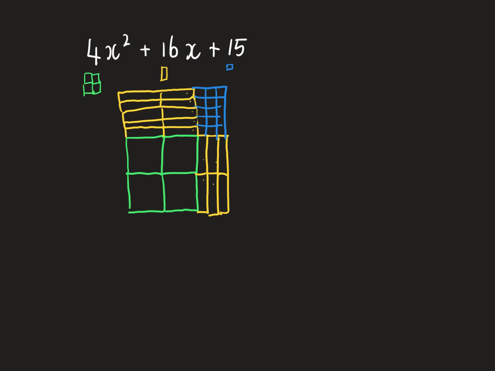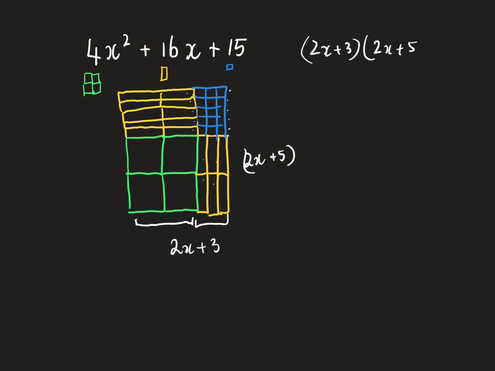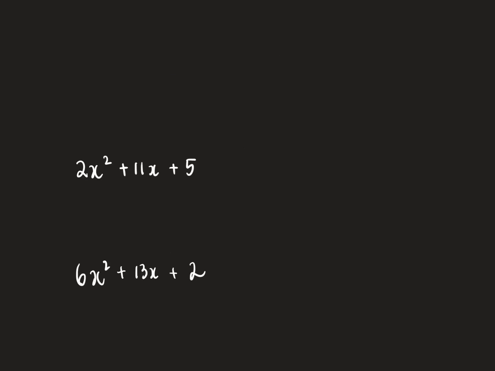So what are the dimensions of this? This is 2x there, 2x plus 3. And what have I got here? 2x, and then 1, 2, 3, 4, 5. 2x plus 5. 2x plus 3, lots of 2x plus 5 is equivalent to that. Here are 3 for you to try now. Press pause on the video and see if you can work them all out.